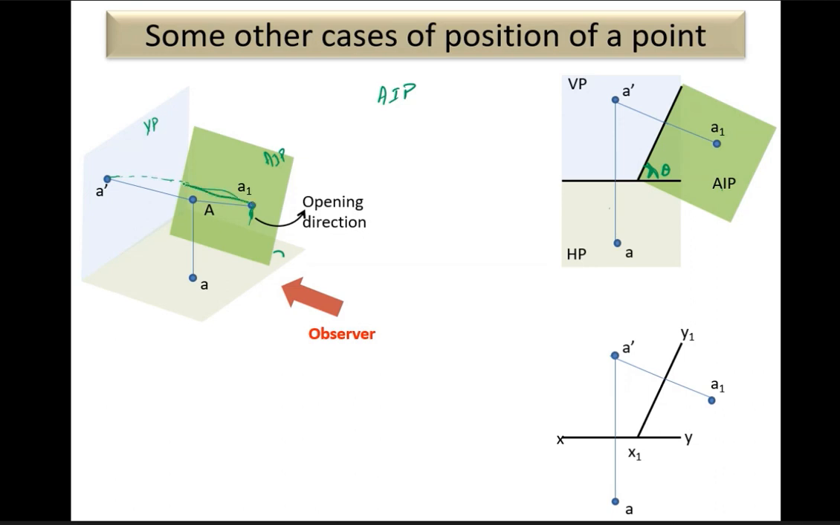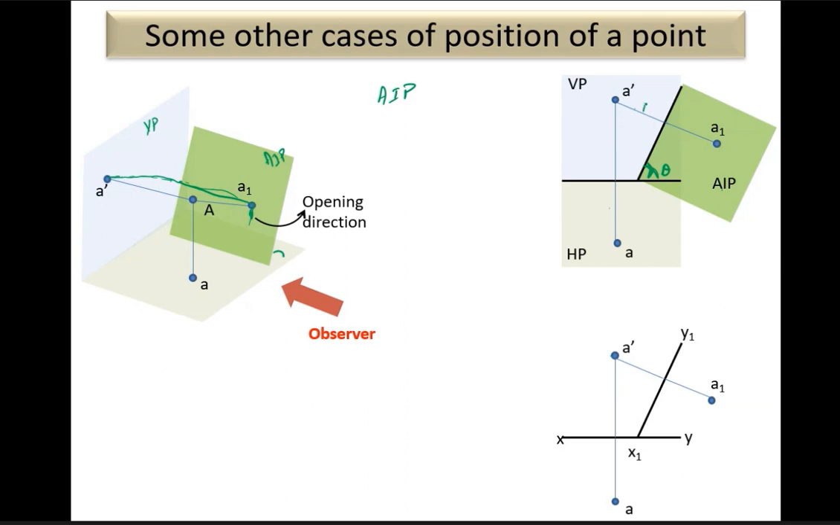If you look at the auxiliary inclined plane, we have to project it like this. Our A and A1 dash will be visible from this A dash line. This is the thing you get from the front view.